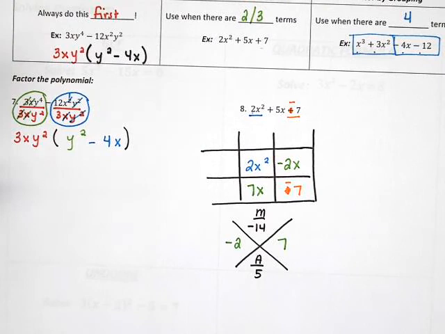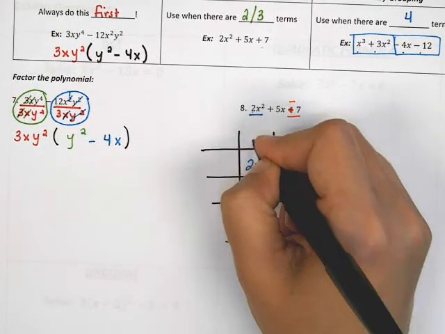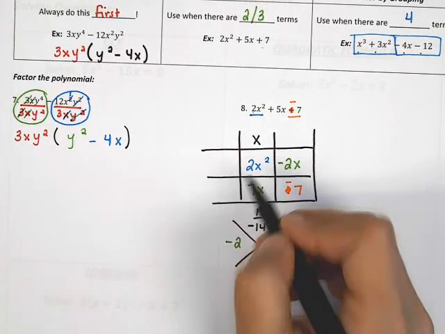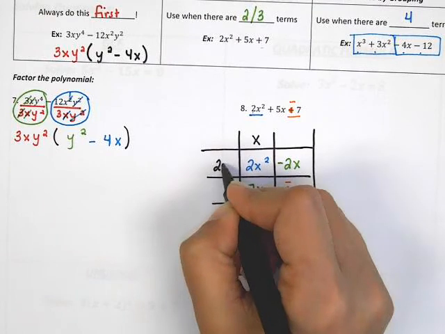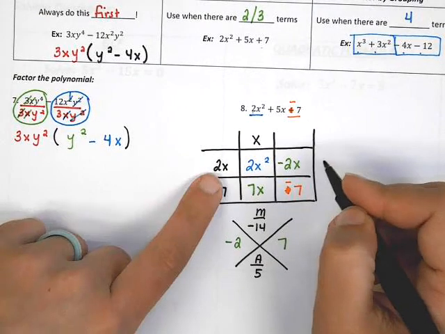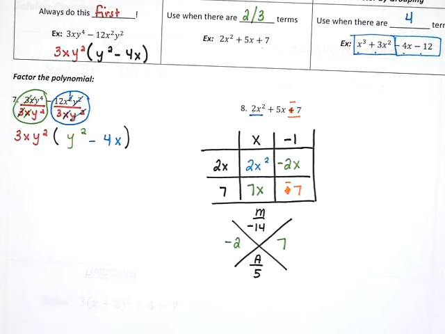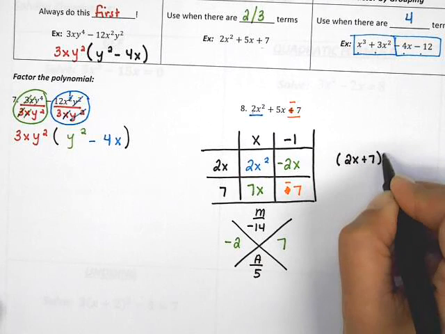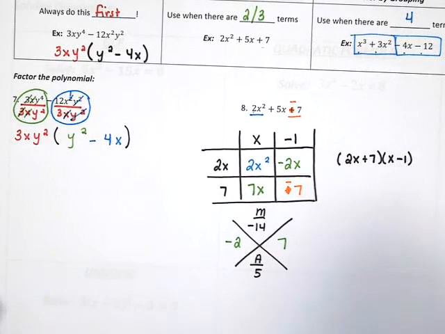Then we would do a common factor. The common factor for the first column is x, and then we can just ask ourselves, instead of a common factor, what's missing? So if you want to make a 2x squared, what's missing would be 2x. If you want to make a 7x, it would be 7. And if you want to take a 2x and make a negative 2x, you need a negative 1. So my factors would be 2x plus 7 and x minus 1.